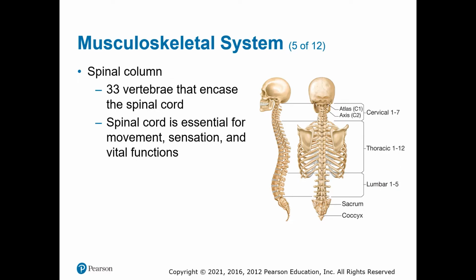So then your spinal column is broken up into cervical, thoracic, and lumbar, and then you have your sacrum and coccyx. The cervical is 1 through 7, thoracic is 1 through 12. There are 5 lumbar vertebrae, and then the sacrum and coccyx make up 3 fused vertebrae. Technically, sometimes you'll see those 2 put together as one.